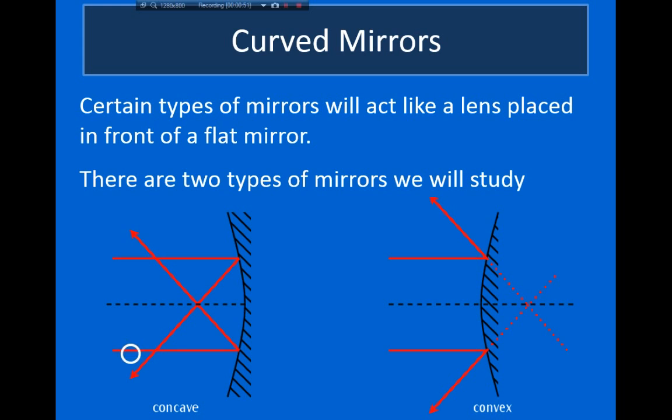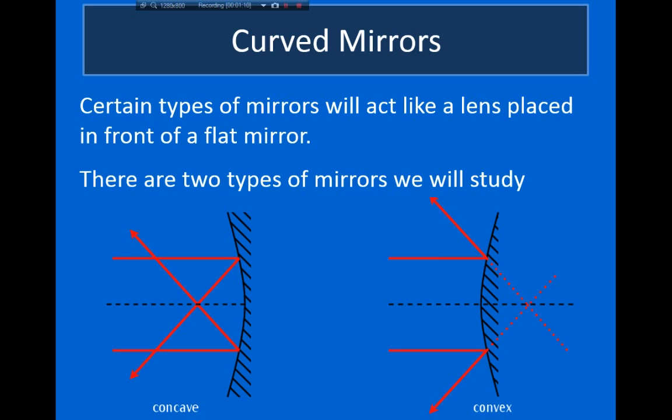In fact, if we take a look at the concave mirror that I have shown on the left, we can see that the parallel rays are deflected towards each other so that the rays converge. However, when parallel rays strike the surface of a convex mirror, these rays are deflected away from each other, so that the rays diverge away from each other.